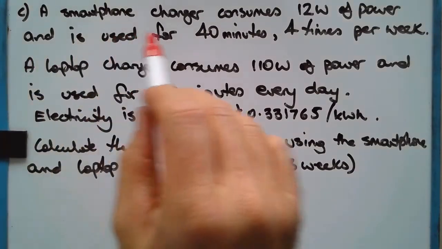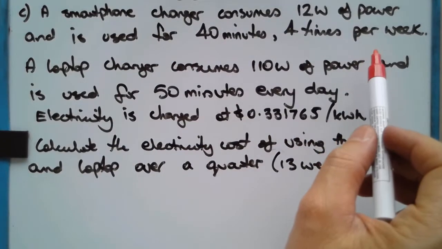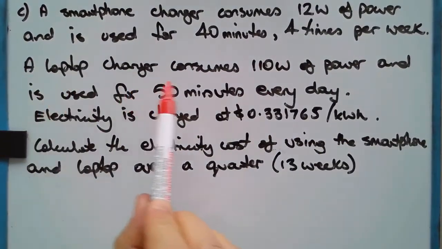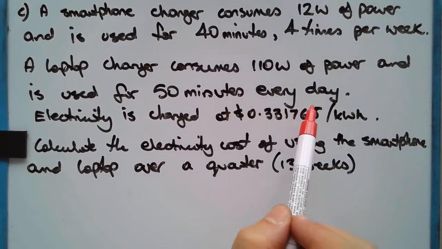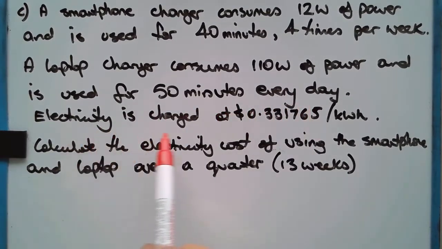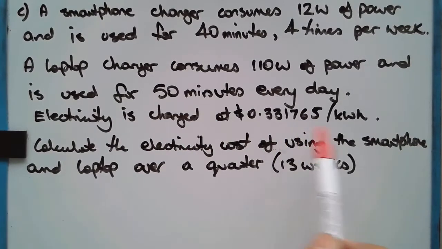A smartphone charger consumes 12 watts of power and is used for 40 minutes 4 times per week. A laptop charger consumes 110 watts of power and is used for 50 minutes every day. Electricity is charged at $0.331765 per kilowatt hour. Calculate the electricity cost of using the smartphone and laptop over a quarter. So we're going to define a quarter of a year as 13 weeks.